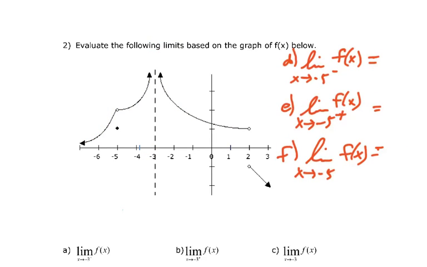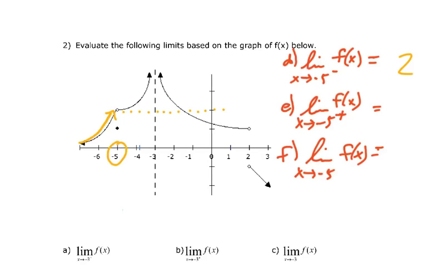All right, so now we got D, E, and F. Now, D, E, and F are all kind of looking at the value of x equals negative 5. So again, D is saying I want to approach negative 5 from the left-hand side. Well, if I approach from the left-hand side, what y value am I approaching? Well, I'm approaching the y value here at 2. So that is my answer for D.